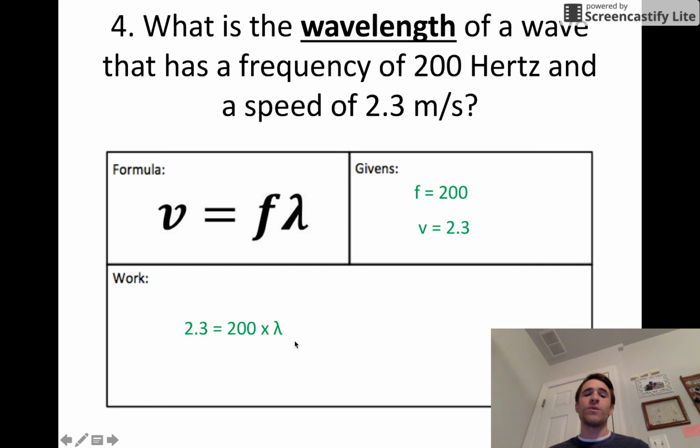To solve for this, guys, remember you always divide. So I'm going to divide. The way I remember, guys, is to divide by the number that's next to the unknown. So I'm not going to divide by 2.3.